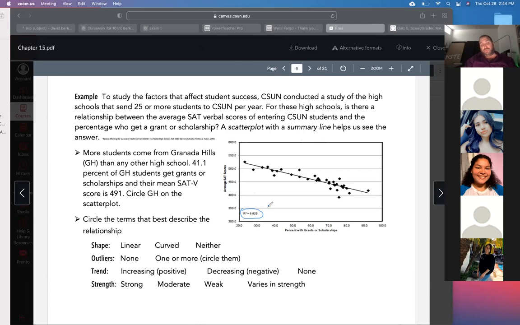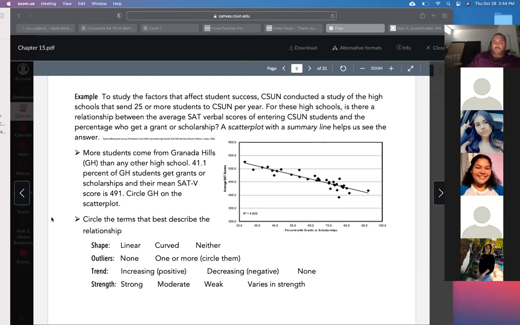A general rule of thumb is that if r squared is 0.7 or above, it's considered strong, and 0.822 falls in that category. But again, there's no hard and fast rule for this. Different websites give different cutoffs. But 0.822 is certainly fairly strong.